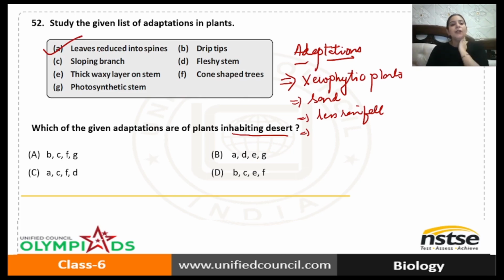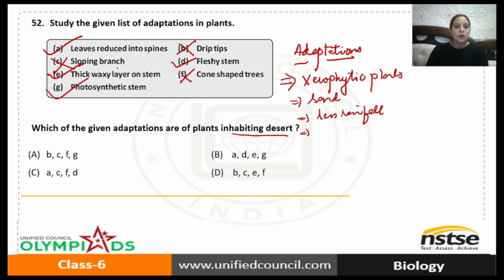So to conserve water, their leaf surface is reduced to spines. Drip tips, no. Sloping branch, no. Fleshy stem, yes, they do have, because the fleshy stem helps them store food and water. Thick waxy layer on the stem is again correct, because it will prevent loss of water. Cone shaped trees, no. Photosynthetic, yes, so that they can make their food.